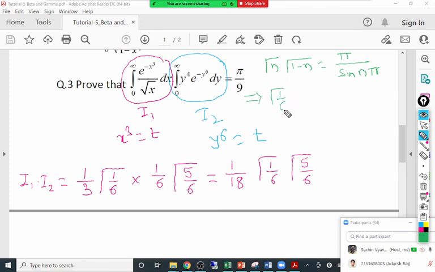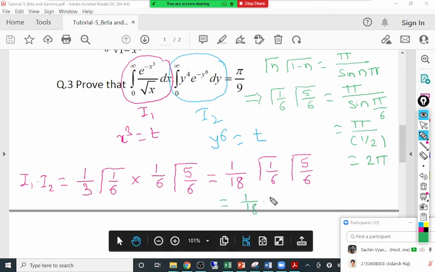If we replace n by 1 by 6, we get gamma 1 by 6 into gamma 5 by 6 equals pi upon sine pi by 6, because n is 1 by 6. So sine pi by 6, that is 180 upon 6, is sine 30. What is sine 30? It is 1 by 2. So the answer of gamma 1 by 6 into gamma 5 by 6 is 2 pi. If you replace that value 2 pi here, 1 by 18 into 2 pi, we get the required answer pi by 9. So this way you can finish this, and that is the required answer.